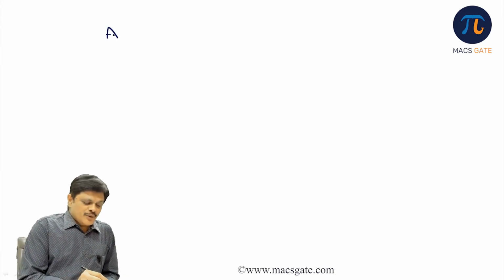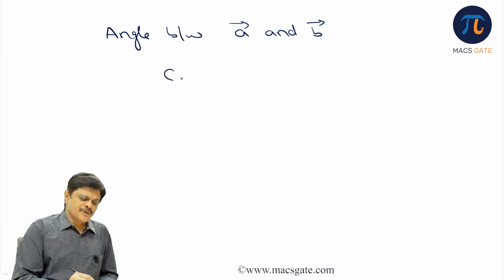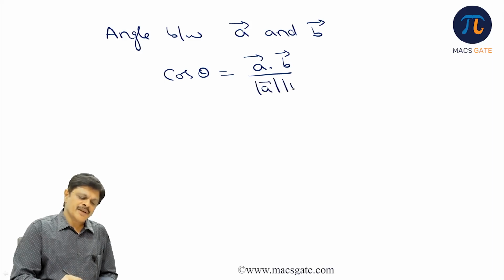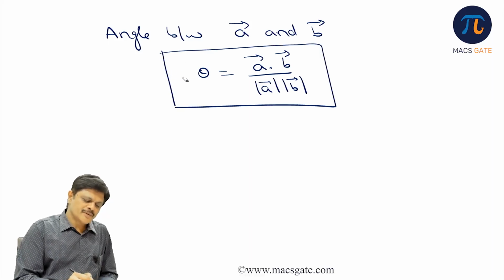Sometimes the angle between two vectors will be asked. The angle between two vectors A and B will be asked. In such cases, we can use the dot product formula. You all know A dot B is what, sir? A dot B is mod A mod B into cos theta. So cos theta would be A dot B by mod A mod B. So this is a wonderful formula which we are going to use for finding the angle between two vectors. Let me write it properly. Cos theta.